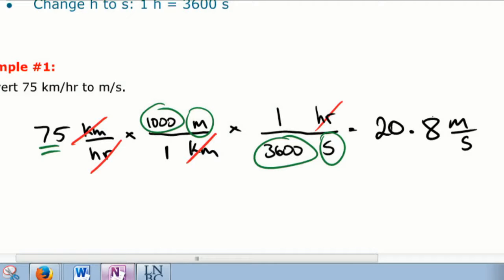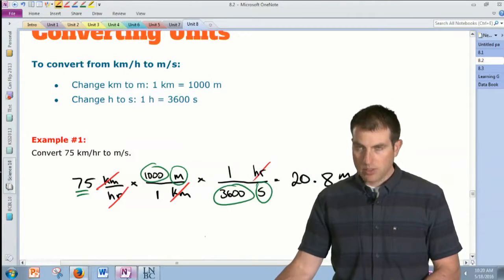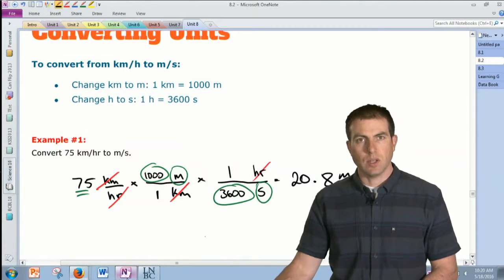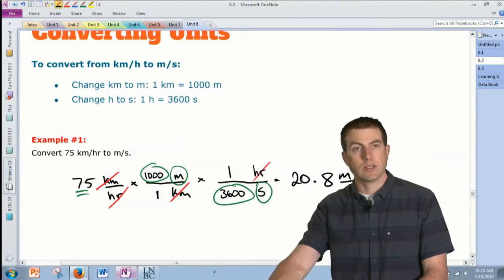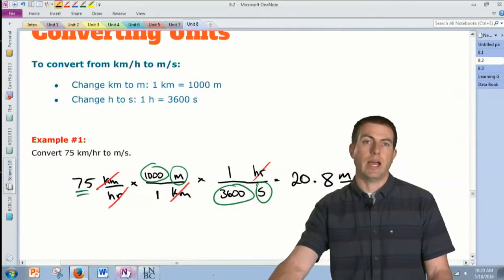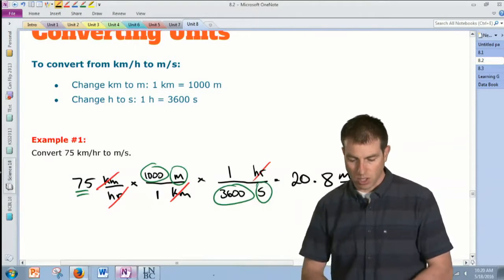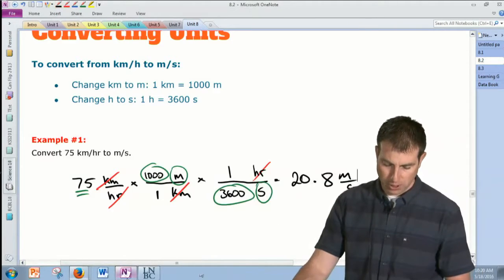And that is how we do a unit conversion. There are always going to be 2 steps along the way, and it's the exact same process. The opposite type of question is you could be asked to convert meters per second into kilometers per hour, and I have a feeling that's what we're going to have to do next year.